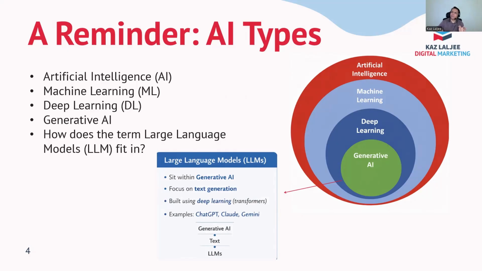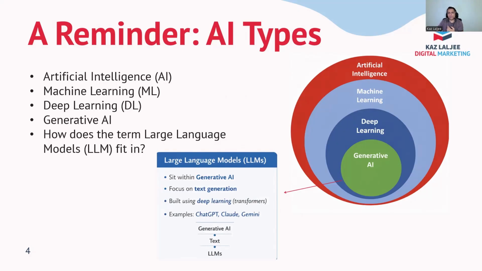On the outside, which is the whole thing that we're talking about, AI, artificial intelligence, that's basically the whole main thing. Within that, we have something that might be referred to as ML, which is machine learning, which is basically systems learning from data.